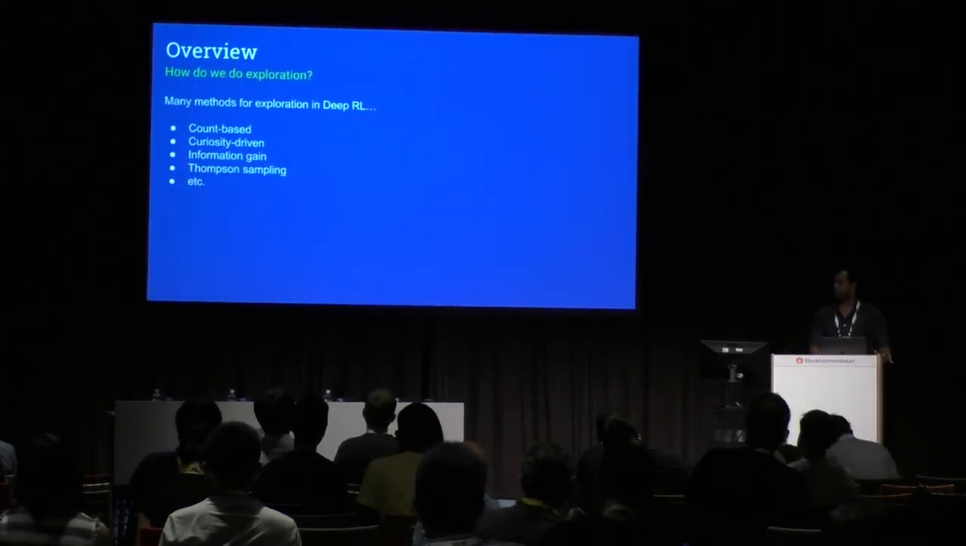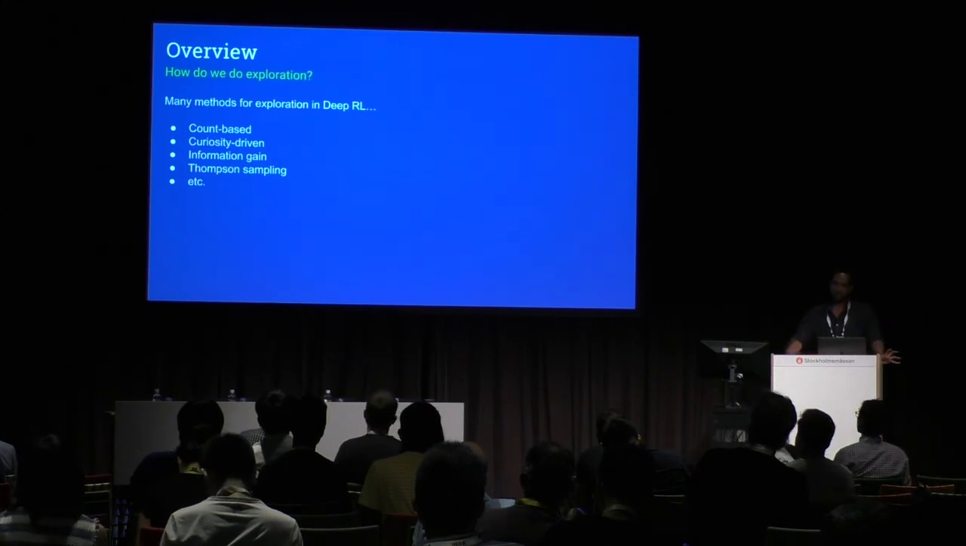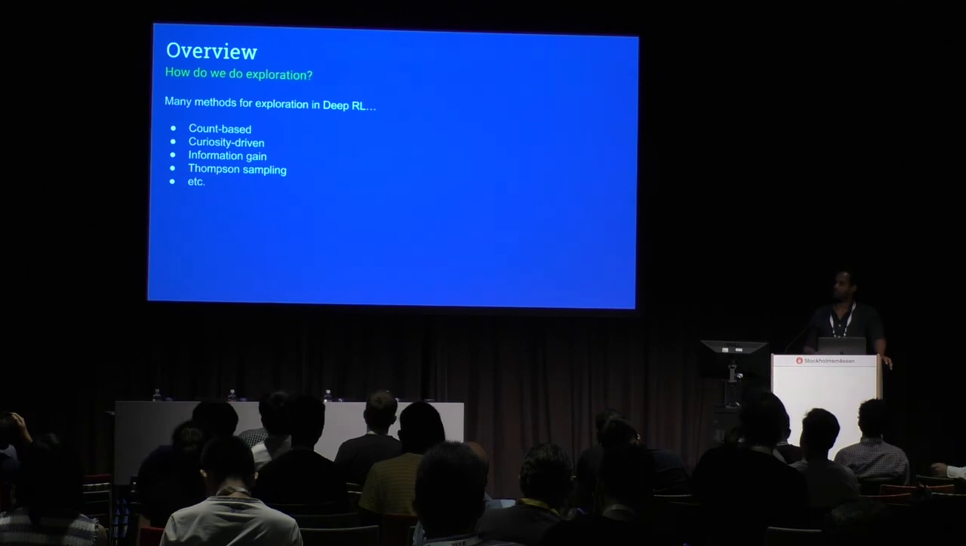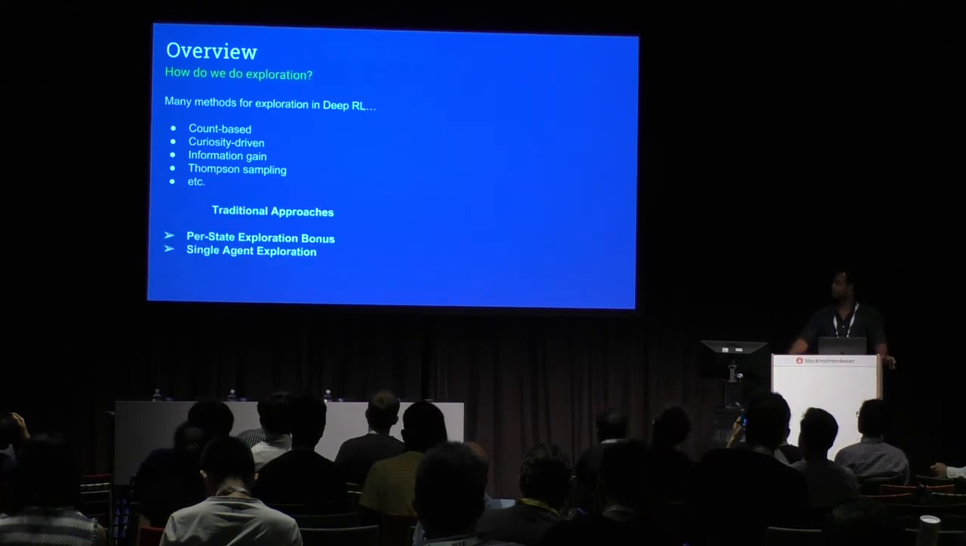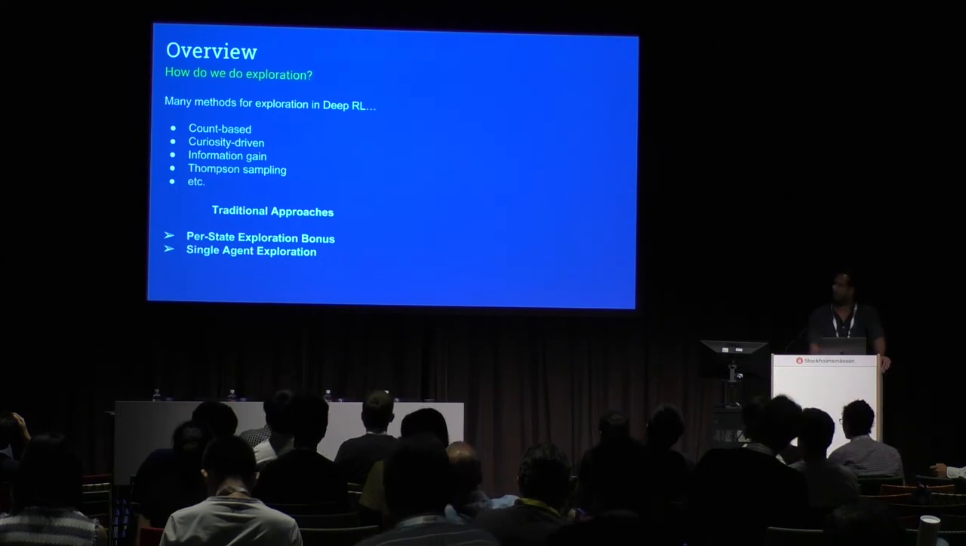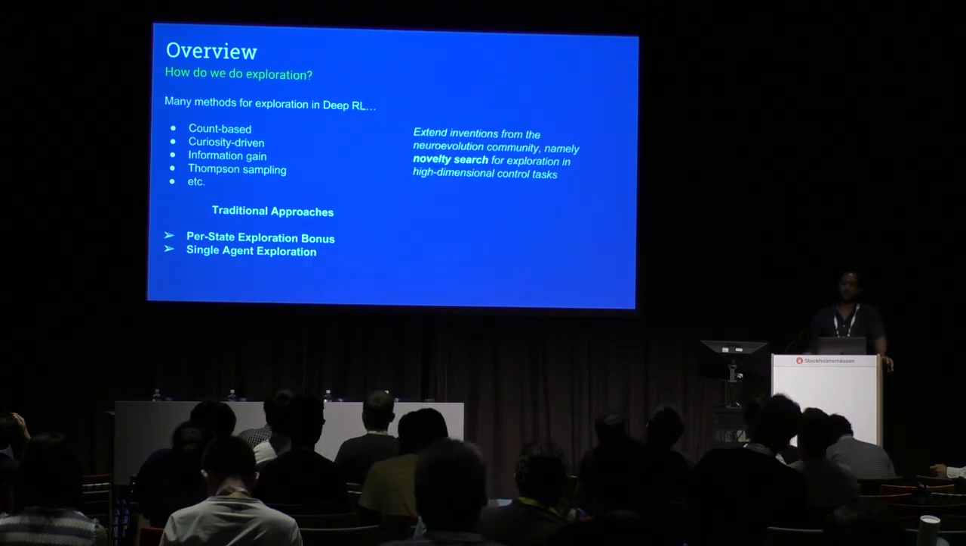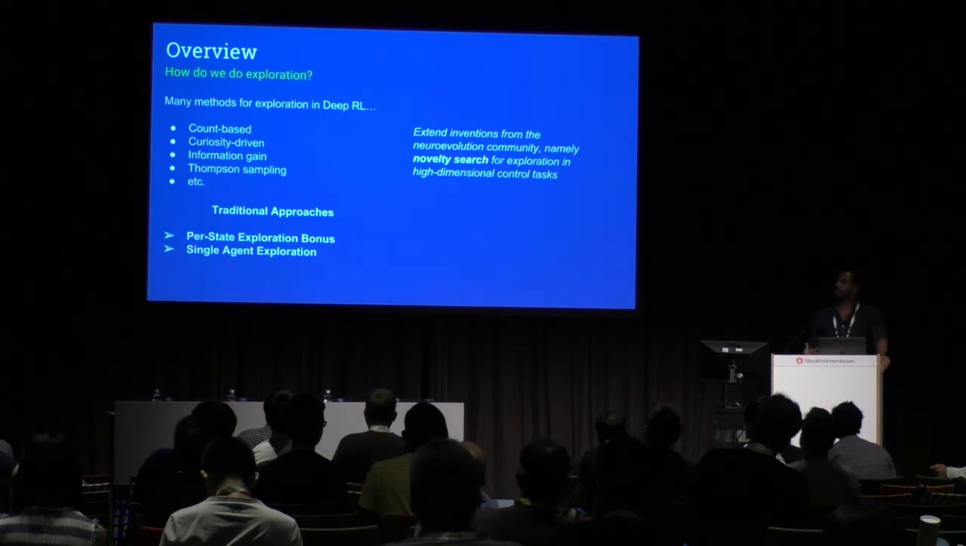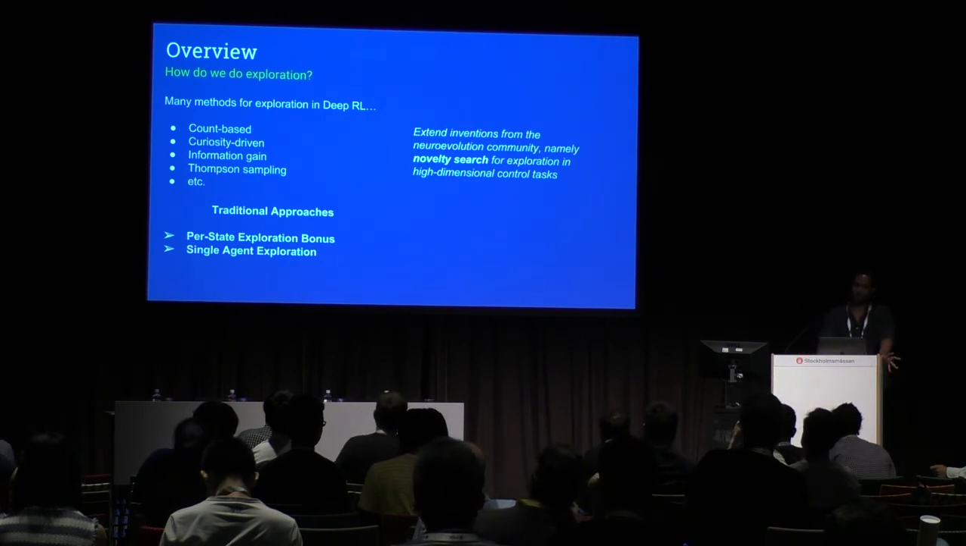We currently know of many exploration methods for deep RL, and generally these methods rely on computing some form of intrinsic reward to encourage the agent to explore its environment. The commonality between these approaches is that usually these intrinsic rewards are computed on a per-state basis, and a single agent is usually incentivized to sequentially explore its environment. In this work, we extended an invention from the neuroevolution community called novelty search to do exploration in high-dimensional environments.